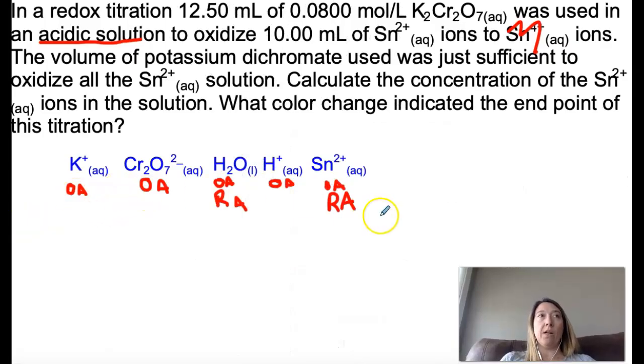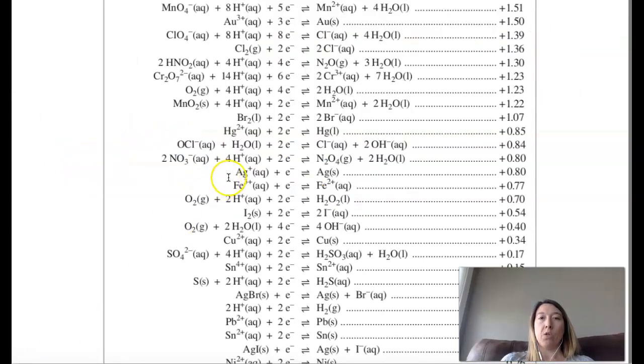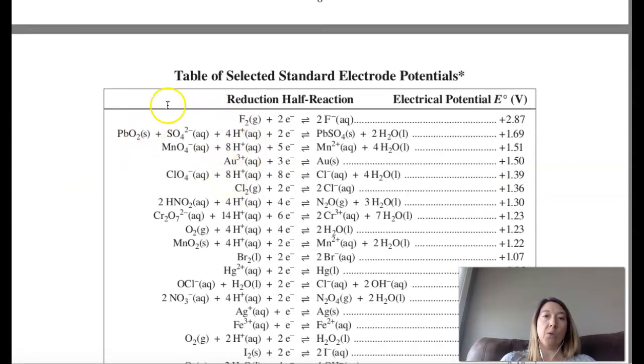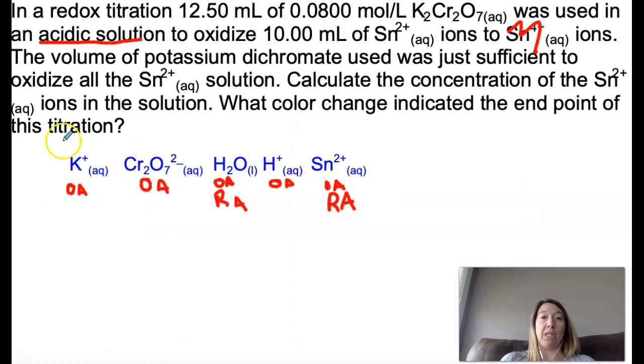Okay, so now that we've assigned everything as potentially being an OA or an RA, we need to figure out what's the strongest oxidizing agent and what's the strongest reducing agent. So OA-wise, we are deciding between K+, the dichromate, the water, and the hydrogen ion. So to find the strongest, remember we said the SOA was up at the top, so we start up here and we start scanning. First thing we hit is that dichromate. So my SOA is going to be the dichromate.